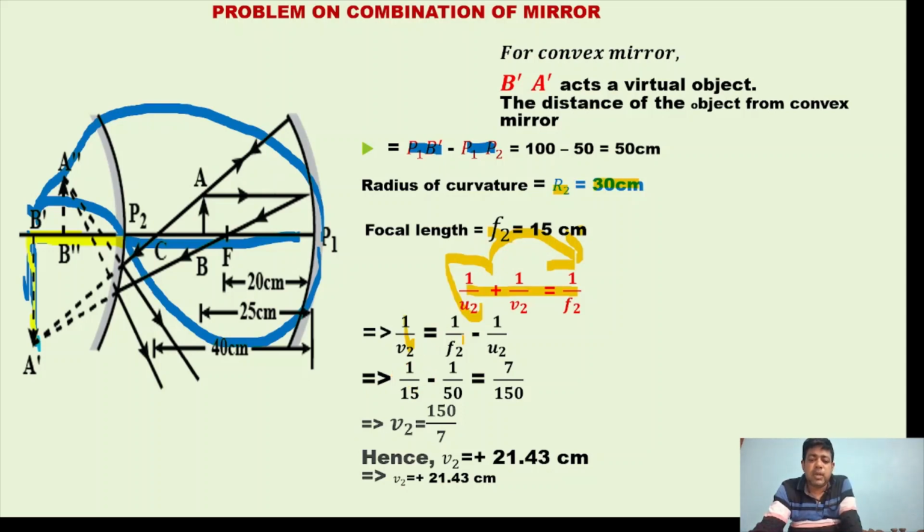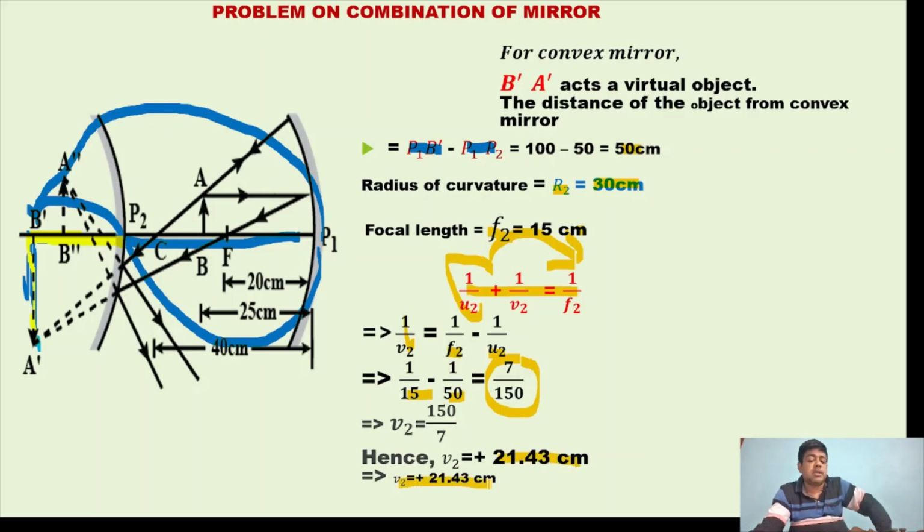So 1 by V2 is equal to 1 by F2 minus 1 by U2. The value of 1 by F2 is 1 by 15, minus 1 by U2, where U2 is already 50 centimeter. After calculation we get 7 by 150. It means 1 by V2 is equal to 7 by 150, so V2 is equal to 150 by 7. Hence V2 is 21.43 centimeter.